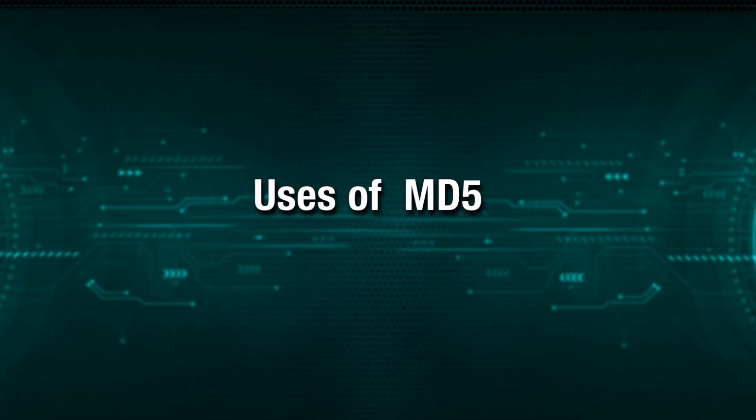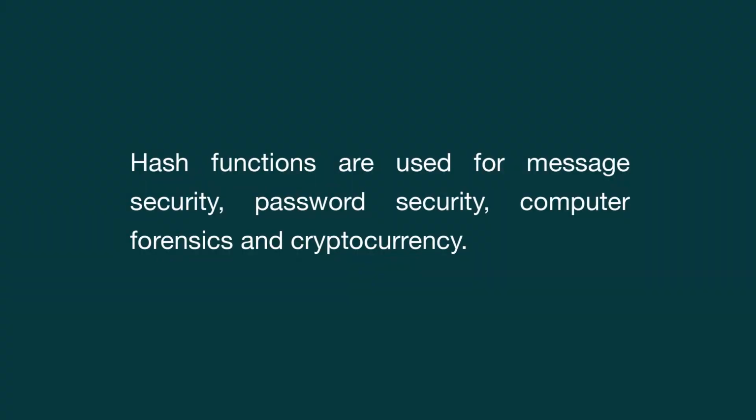corruption. Uses of MD5. Although originally designed as a cryptographic message authentication code algorithm for use on the internet, it is no longer considered reliable for use as a cryptographic checksum because security experts have demonstrated techniques capable of easily producing MD5 collisions on commercial off-the-shelf computers. An encryption collision means two files have the same hash. Hash functions are used for message security, password security, computer forensics and cryptocurrency.